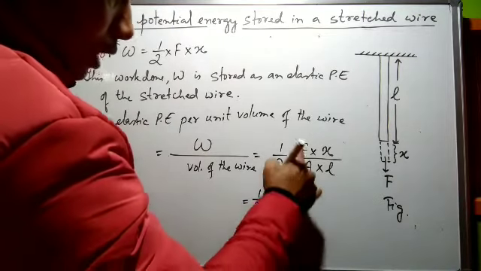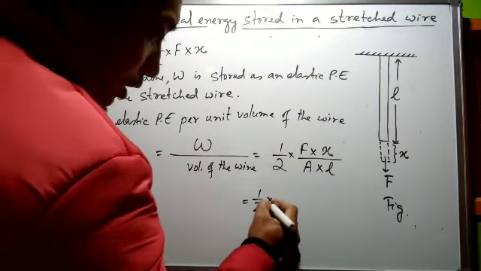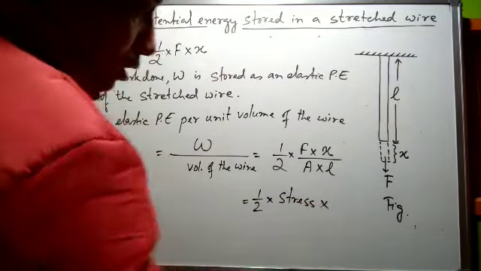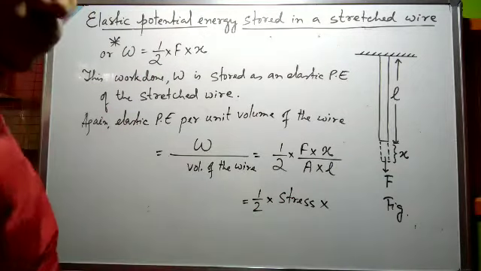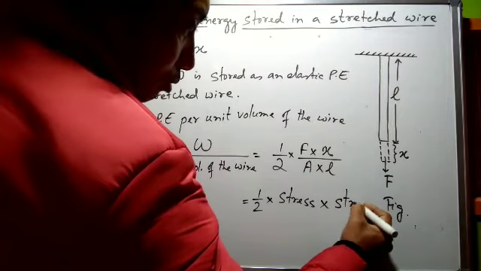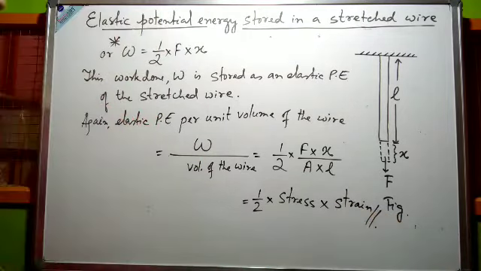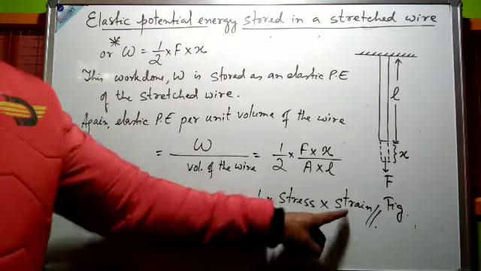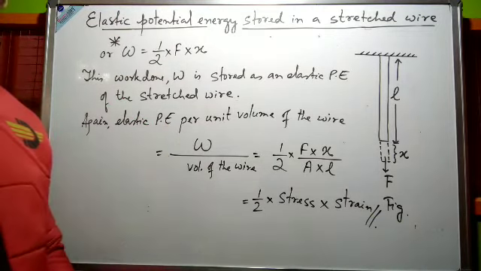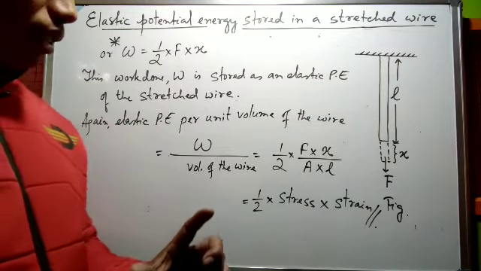Here F by A is the normal stress of the wire, and x by L, the change in length divided by the original length, is the strain of the wire. So half into stress into strain represents the elastic potential energy per unit volume of the wire. So you can see my derivation.